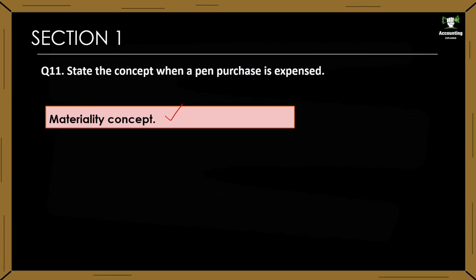If you are going to take all these items to the balance sheet as an asset, then accounting becomes very difficult and cumbersome. So we will take this as a stationery expense and we will take it to the P&L account. So this is explained in the materiality concept as insignificant items can be expensed immediately.